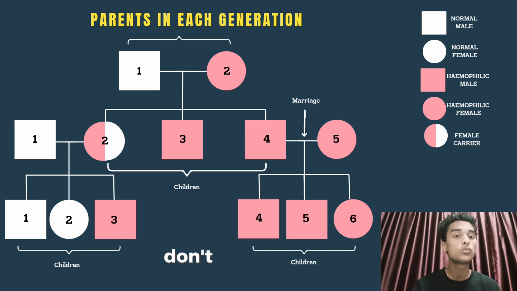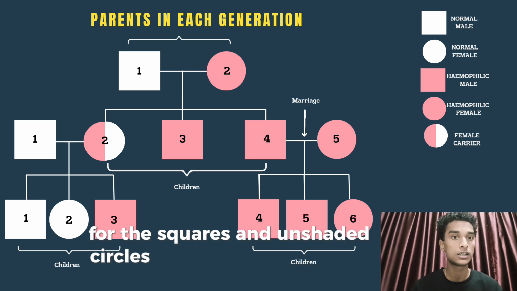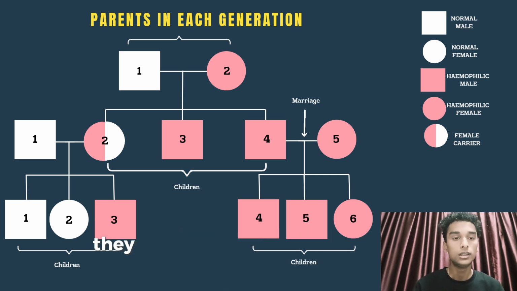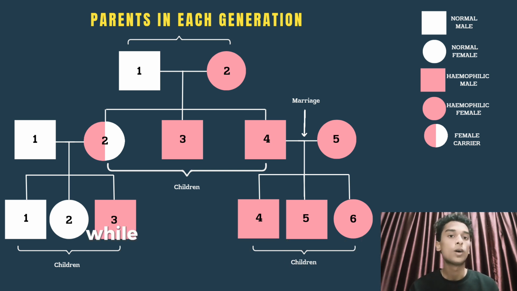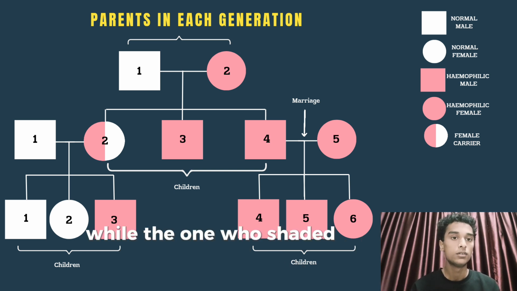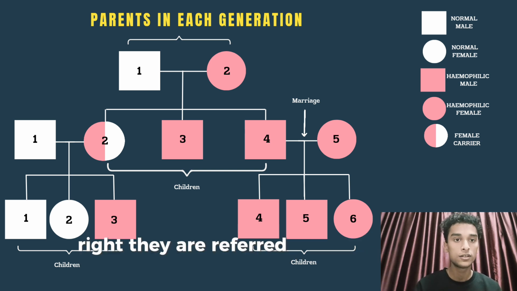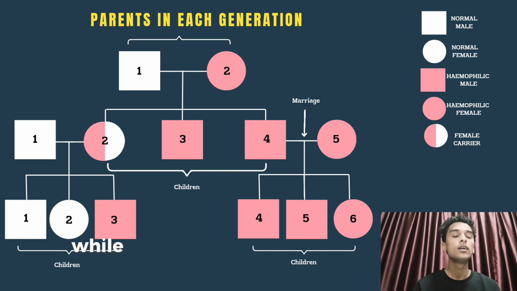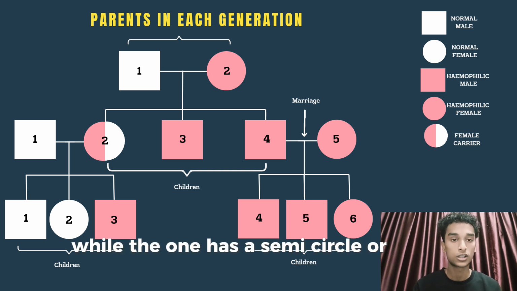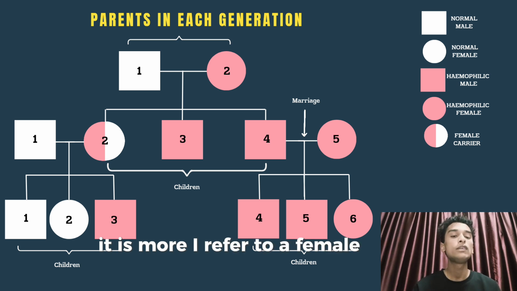Don't worry. The unshaded circles and unshaded squares refer to a normal female and a normal male, while the shaded squares and shaded circles refer to a male and female that have hemophilia. The one with a semicircle or a semi-shaded region refers to a female carrier.